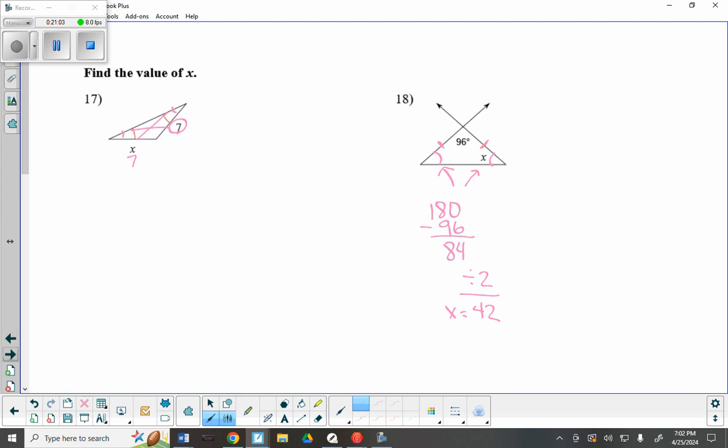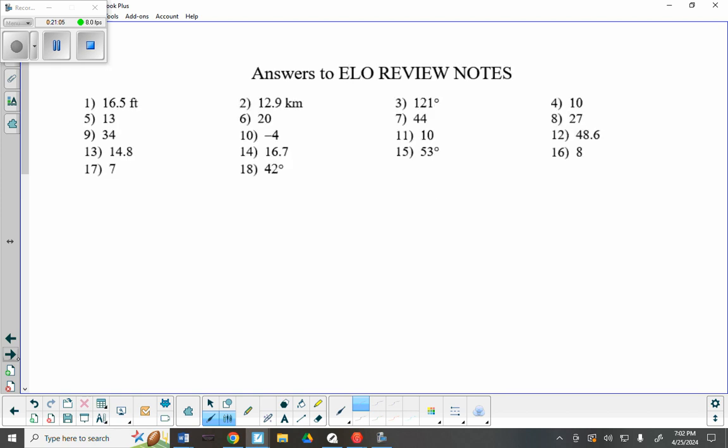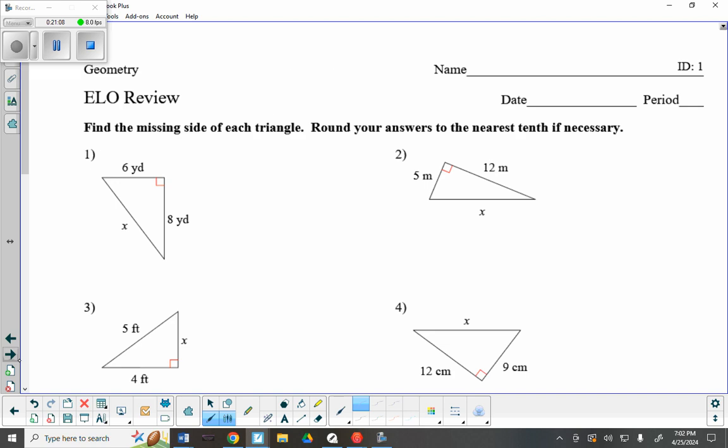All right, that's it for the review. You have a worksheet that is just like the problems on the review, so you can go ahead and start working on those.